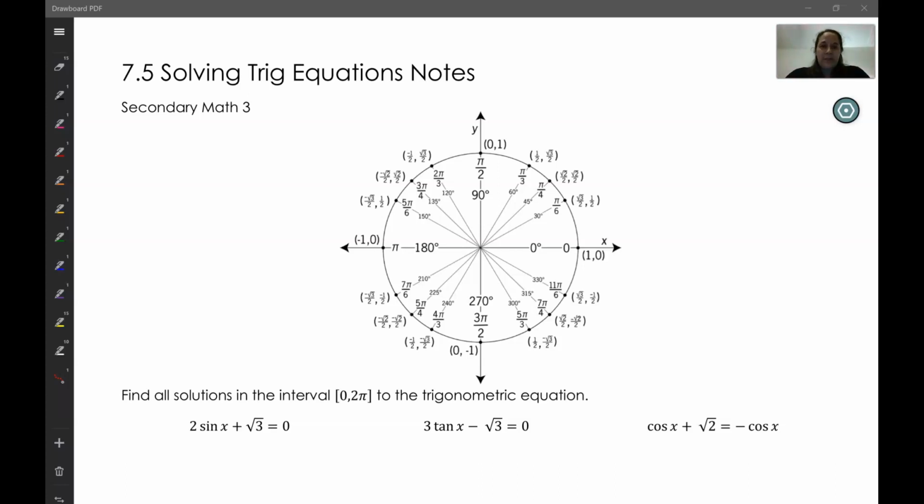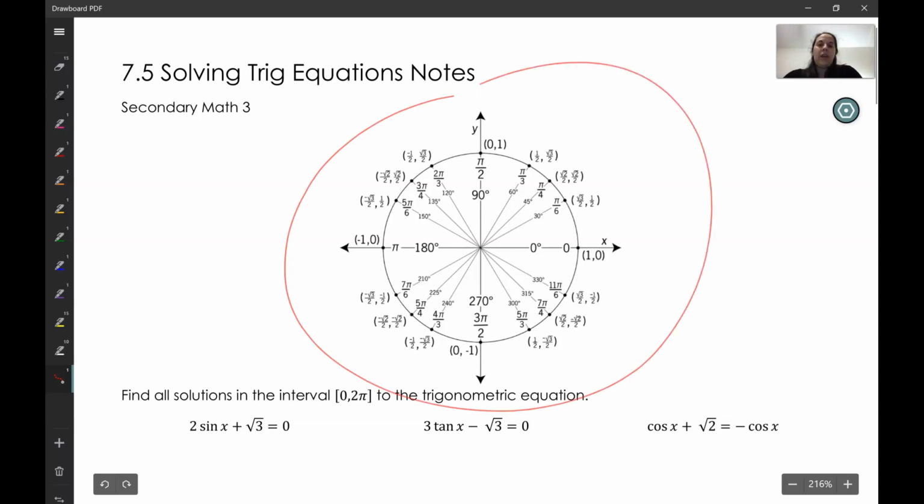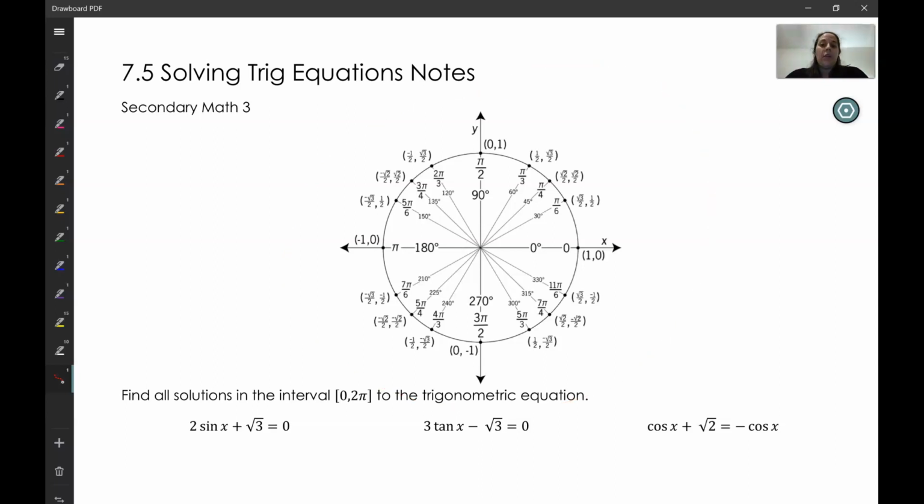Welcome to lesson 7.5. In this lesson, you're definitely going to want to have your hands on a unit circle. So if you have your laminated one that you made in class, you can look at that one. If not, there is one included right here that you can look at. Either way, you're going to want to look at a unit circle for this lesson. Now, we're going to start with something pretty simple.